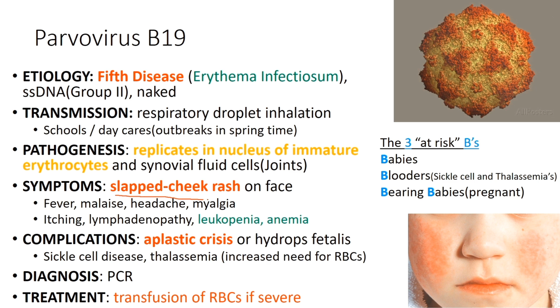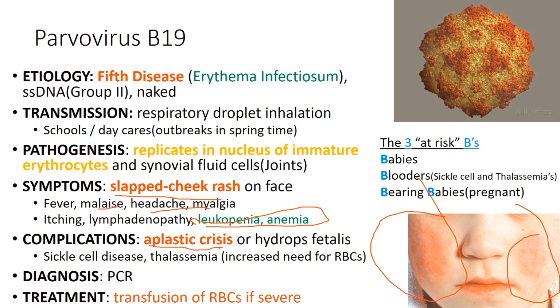And it causes, in the skin at least, this slapped cheek appearance, which this child is showing down here. You see these big, very red cheeks, and that's known as your slapped cheek rash on the face. It can also cause malaise, fever, the general viral infectious symptoms. Itching, lymphadenopathy, leukopenia, and anemia. So this is something we need to talk about. So complications are aplastic crisis.